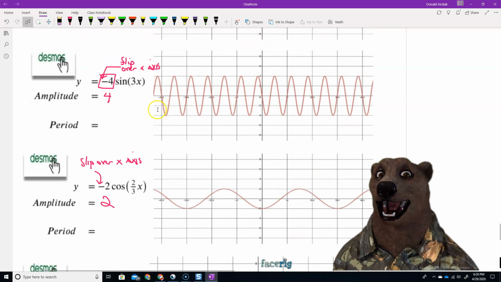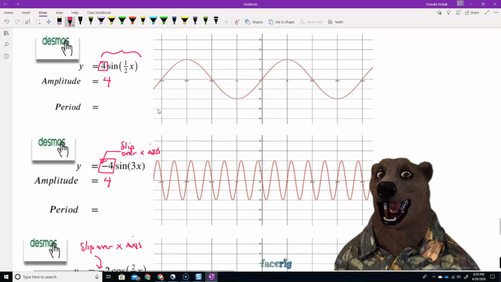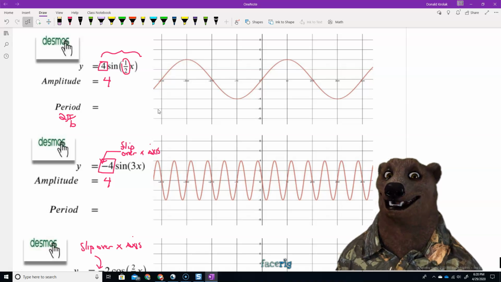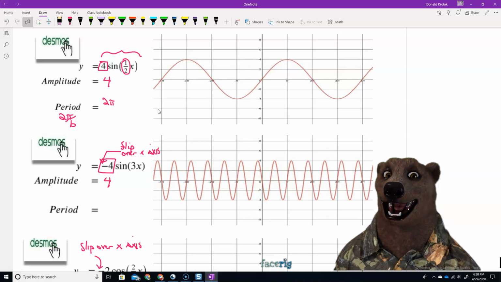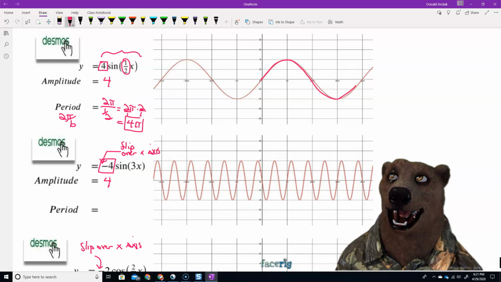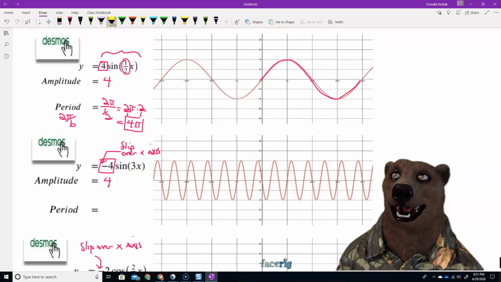All right, now to get the periods, the period is equal to 2 pi divided by b. So b in this case is a half. So this would be 2 pi divided by 1/2, which is equal to 4 pi. That's my period. And you can see, in order for you to see a full cycle of sine, it takes from 0 to 4 pi for that to happen.